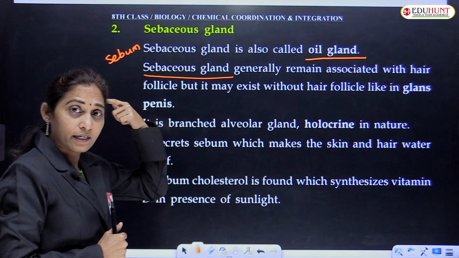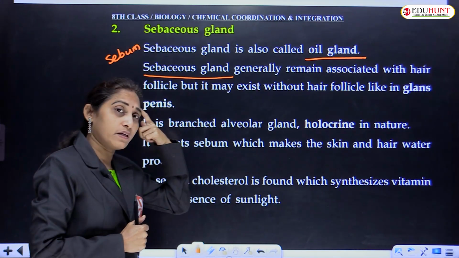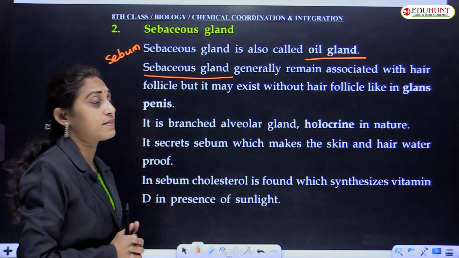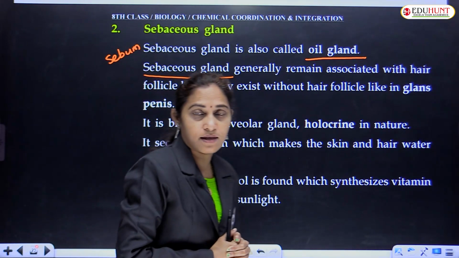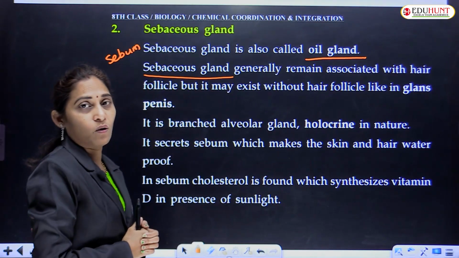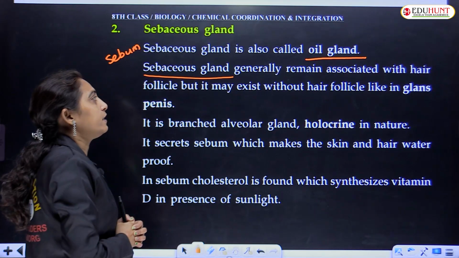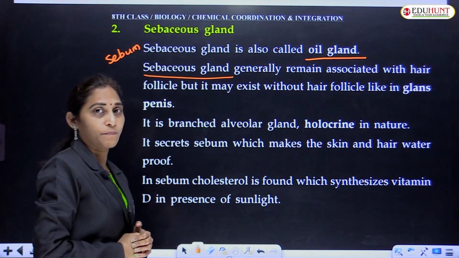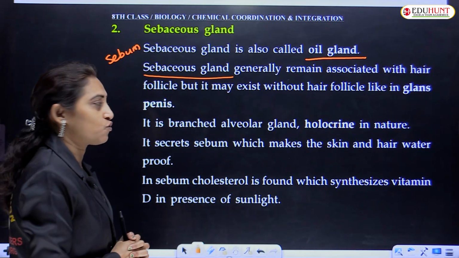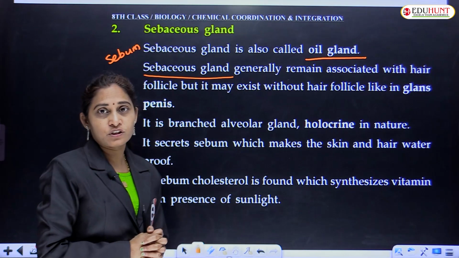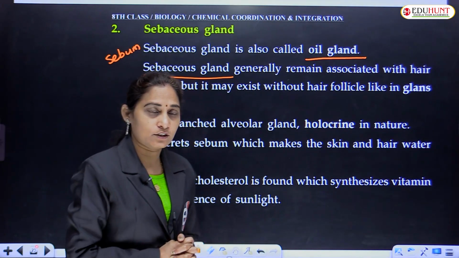Okay, and they are associated with the hair follicles. Mano hair root antam kada, so the hair follicles, the sebaceous glands are associated with the hair follicles and may exist without hair follicles, like glans penis. In man lo glans penis lo, even though there are no hair follicles, these sebaceous glands are present and they release the oily secretions over the structure. And it is branched alveolar gland and holocrine in nature.